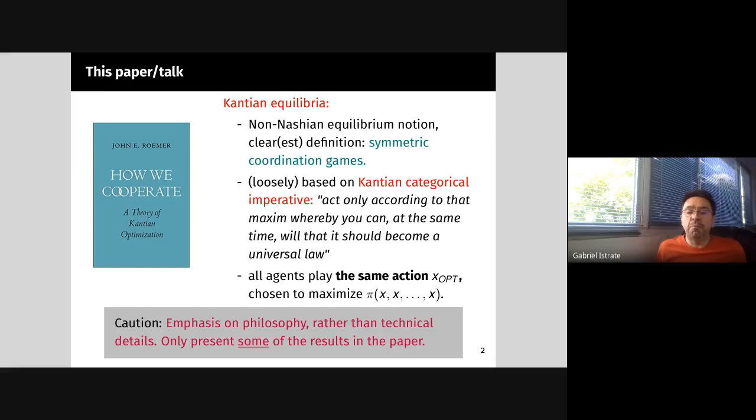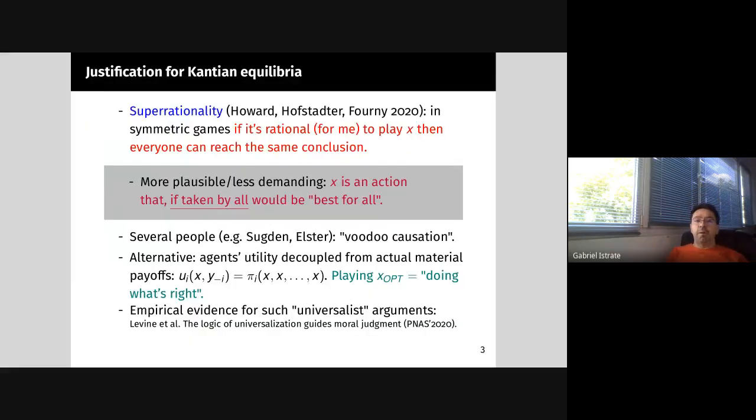This presentation will deal with the philosophy of the results rather than the technical details of the results. So we're not going to present everything, both in terms of actual content and mathematical details. So why would we want to play something like a Kantian equilibrium?